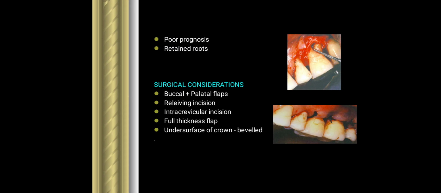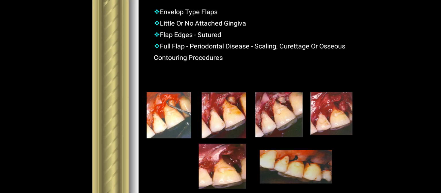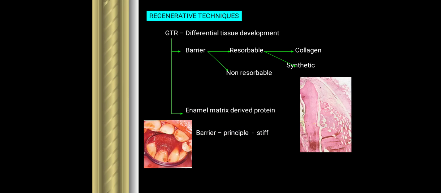Surgical consideration, we can do buccal or palatal flaps. We can go for the relieving incision, intrasulcular incision, full thickness flap, under surface of crown and beveled. These are not important at UG level.